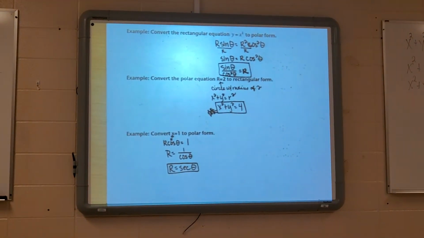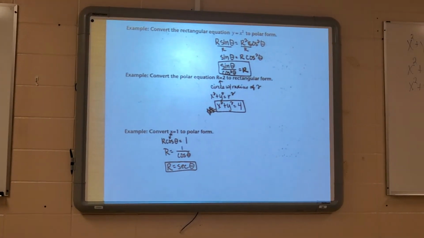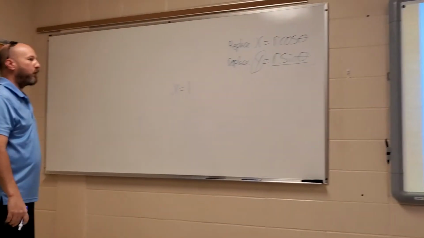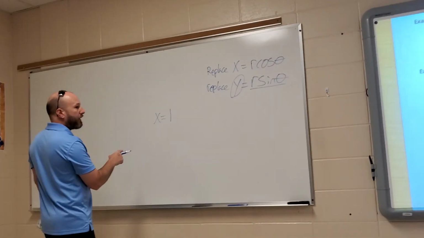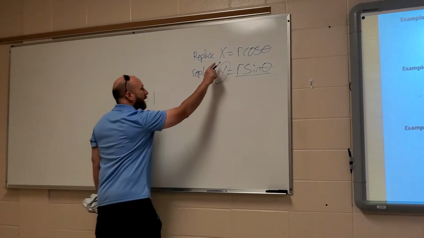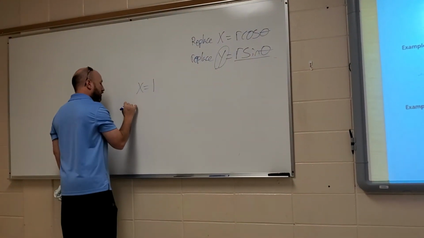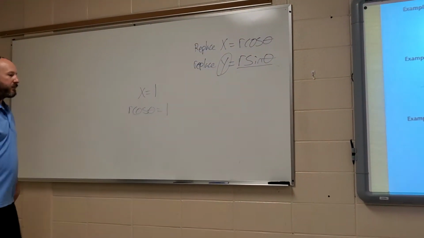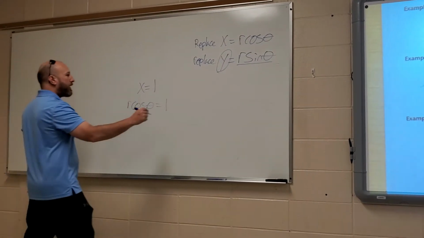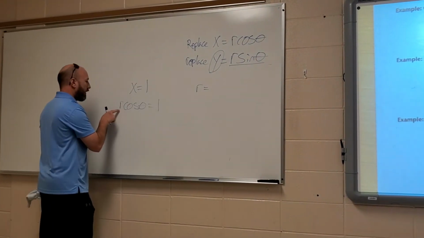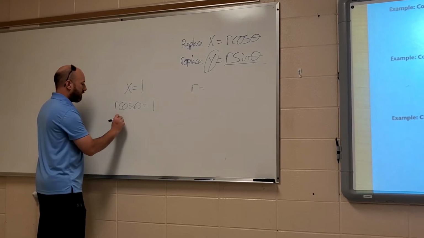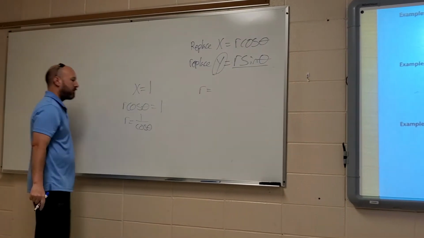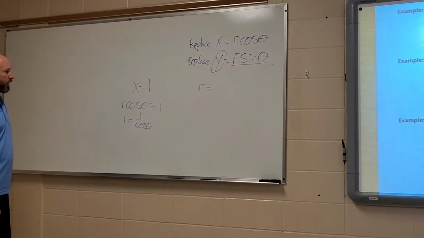Alright, so the last example, convert x equals 1 to polar form. So, we need to go and get this into polar form. Well, if x is 1, then we know what x is. X is r cosine theta. So r cosine theta is 1. Okay? And the polar equations, we always want r to equal something. So if we want r to equal something, we just divide by cosine theta. Okay? And so now we're done.